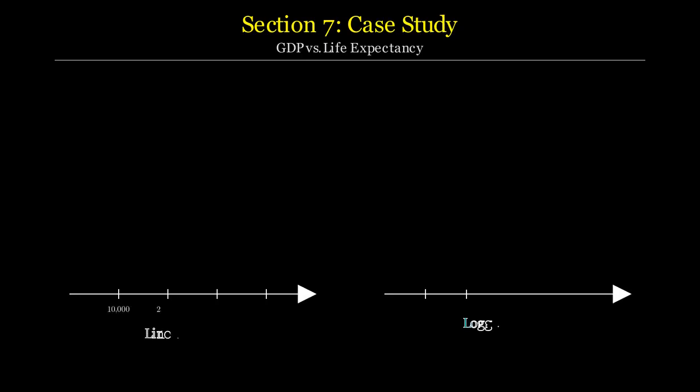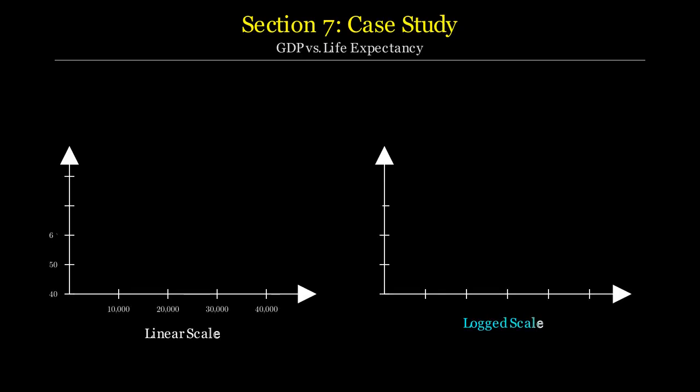Section 7. Real-world case study. Let's look at the relationship between GDP per capita and life expectancy. Using raw data, the graph is a messy curve where most countries are squashed in the corner. Applying a log scale to GDP reveals a stunningly clear linear correlation, proving that while money buys health, it does so with diminishing returns on a linear scale.